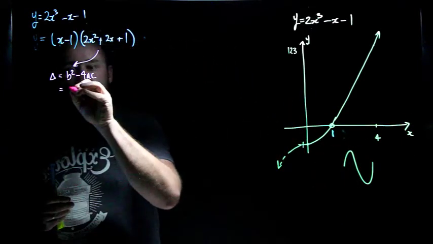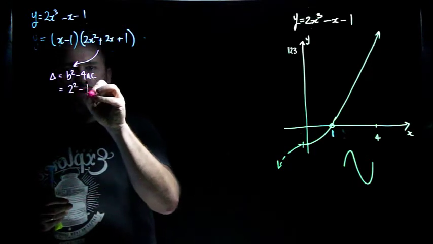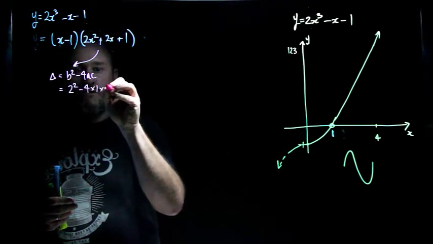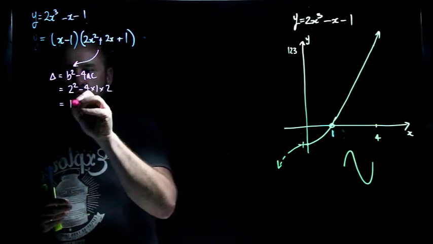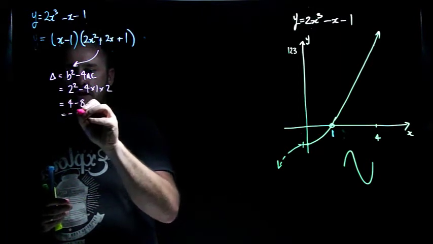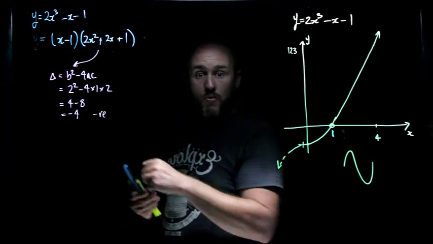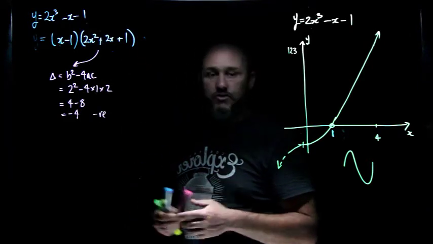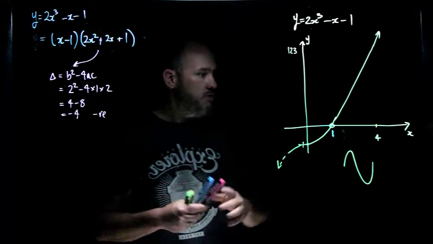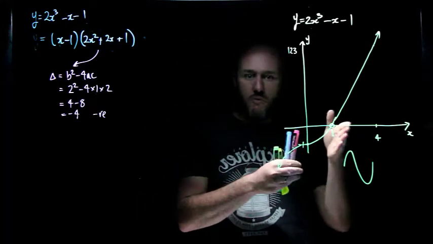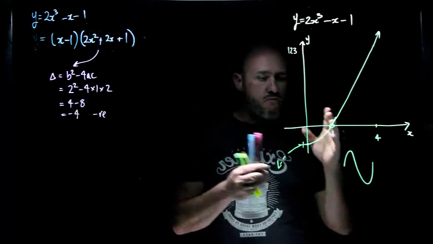So I just put that in, and I get 2 squared minus 4 times 1 times 2, and that's equal to 4 minus 8, which is negative 4, and therefore this is not solvable in the real numbers. There's no real solutions, so we can leave it. We're doing mathematical methods. There is only one solution. It's here at 1.